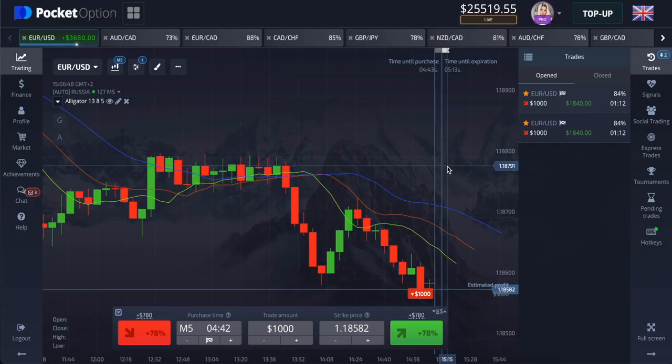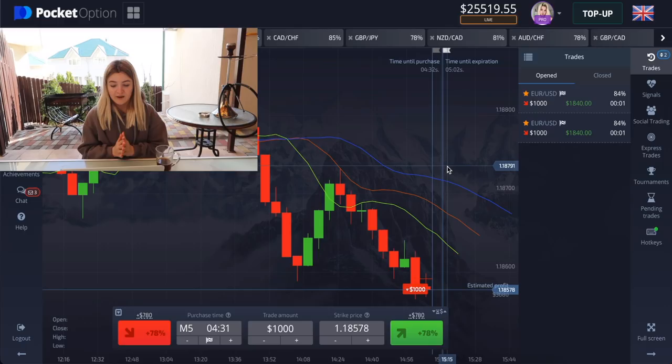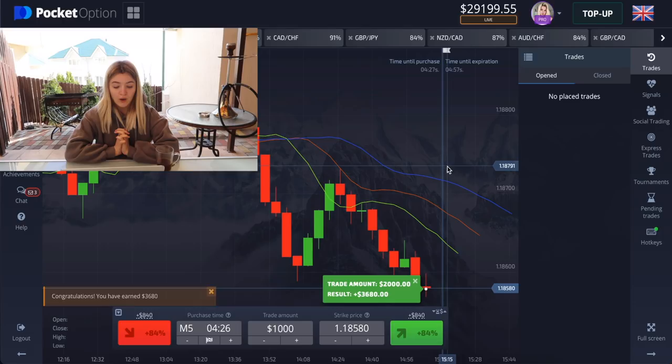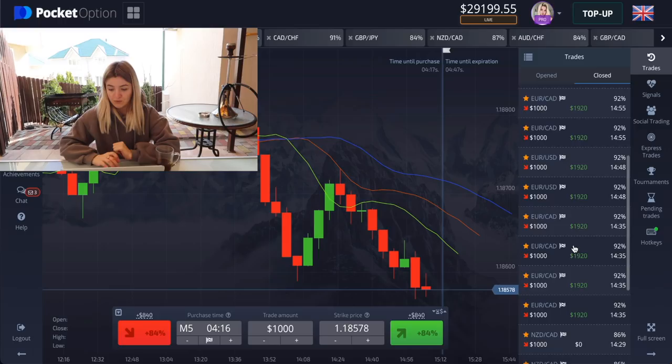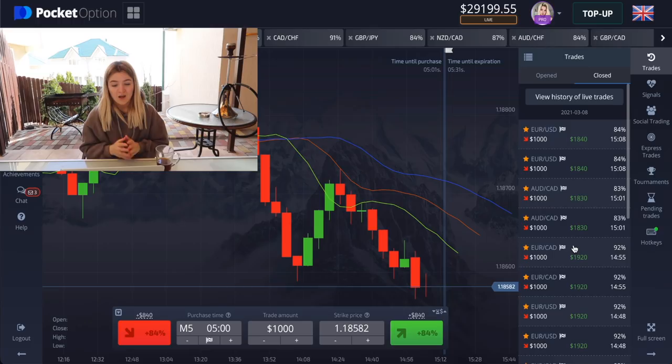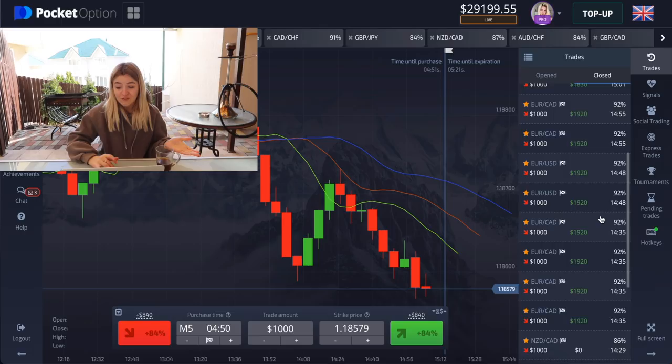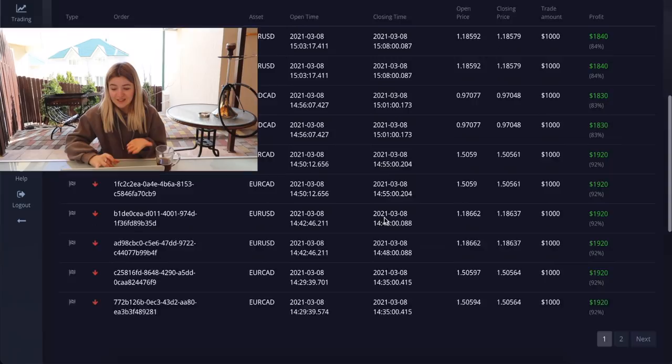Well, guys, 3 seconds left and it's absolutely a profit. Well, I don't know how this strategy works, because only the first trade was a loss and the others we have in profit. Well, and I don't understand people who say, oh, it's fake, you can't trade like this. I really don't understand you. I show you the history of my trades. I can also show it right here, so you can see it's all real.